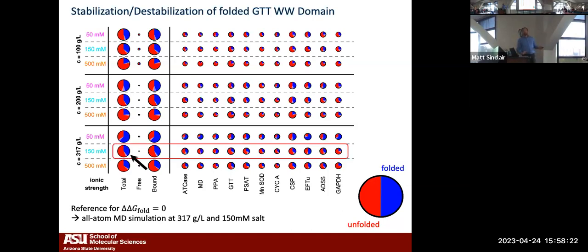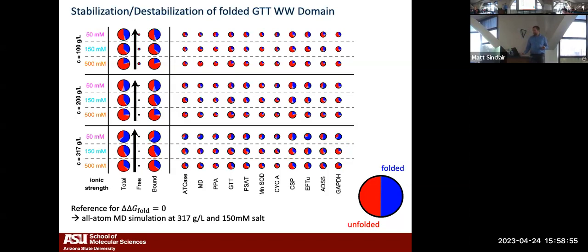Now, this packing density of 317 something grams per liter, that's what was used in the Anton simulations, and physiological solvent concentrations of 150 millimolar. So that's kind of what the system should reproduce if our implicit solvent, slightly coarse grain Monte Carlo simulation and the Anton simulation are the same, and this should look like this. It's not exactly like that, but from all the different scenarios that we have in here, it gets closest. Not perfect, but we didn't expect it to be perfect, but it's pretty close.